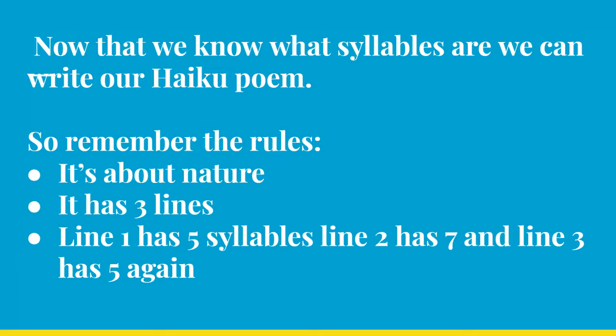So now that we know what syllables are, we can write our haiku poem. So remember the rules. It's about nature. It has 3 lines. Line 1 has 5 syllables. Line 2 has 7. And line 3 has 5 again. 5, 7, 5. Kind of easy.